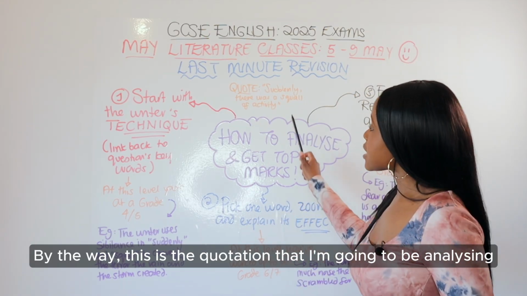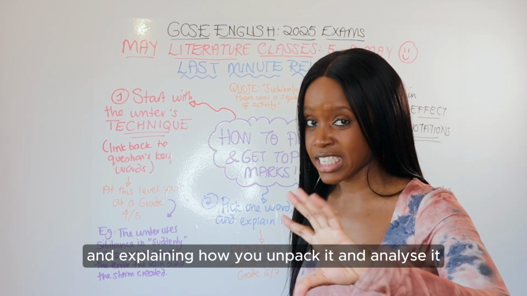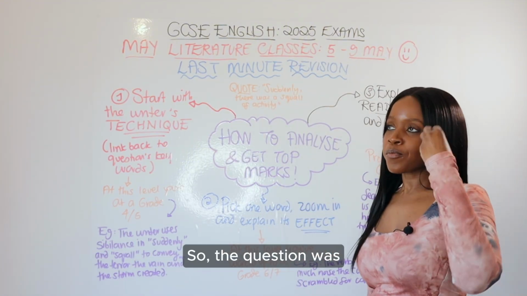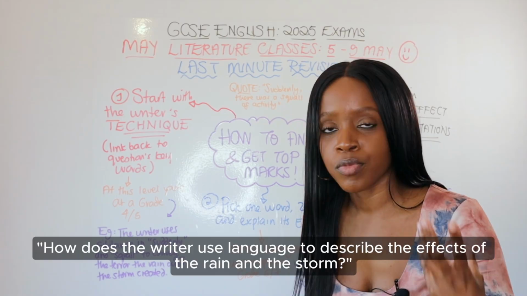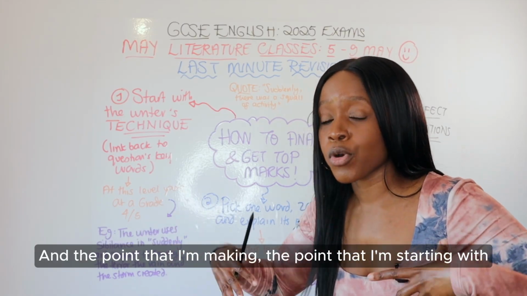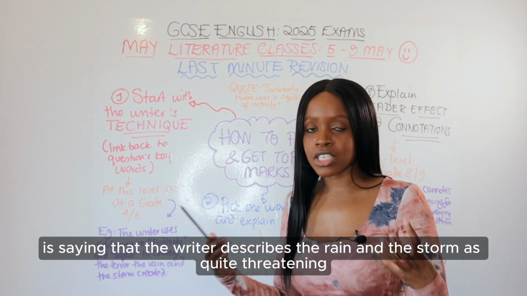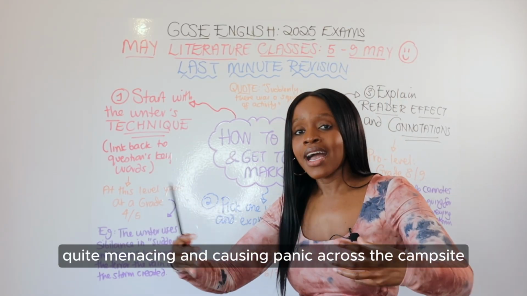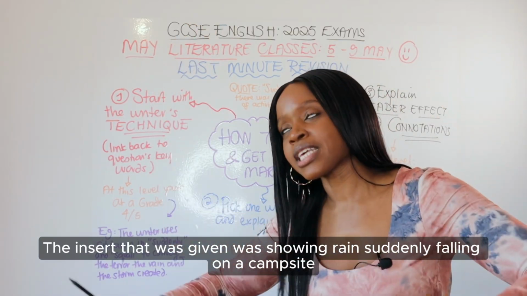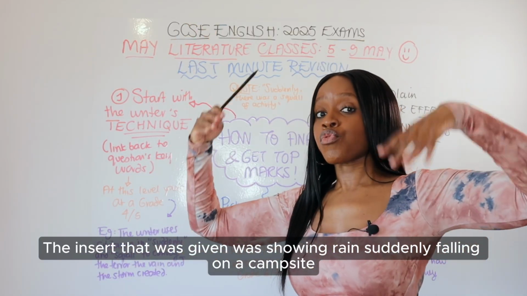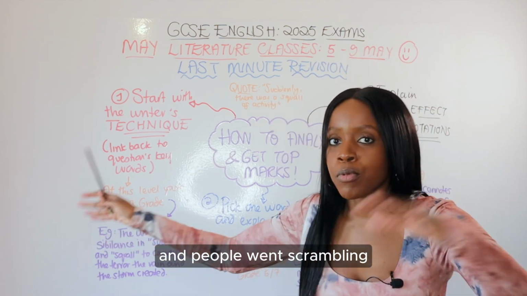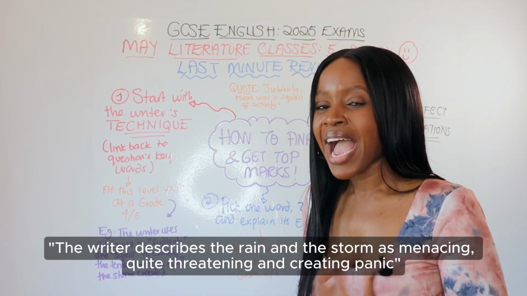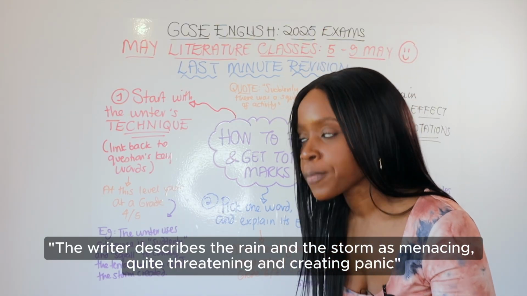This is the quotation that I'm going to be analyzing and explaining how you unpack it. The question was, how does the writer use language to describe the effects of the rain and the storm? And the point that I'm starting with is that the writer describes the rain and the storm as quite threatening, quite menacing, and causing panic across the campsite. The insert showed rain suddenly falling on a campsite and people went scrambling. So the opening point is the writer describes the rain and the storm as menacing, quite threatening, and creating panic.